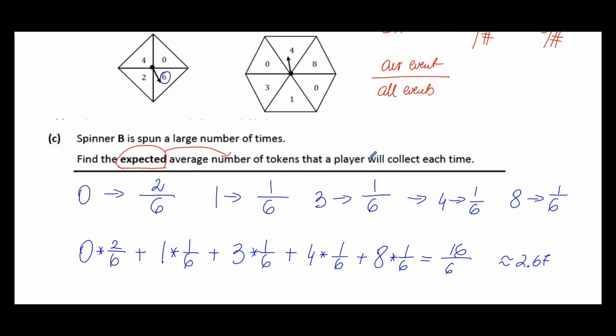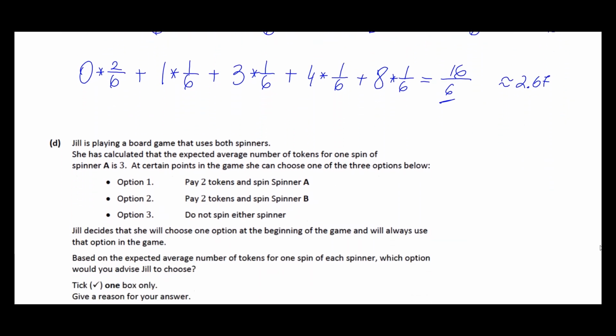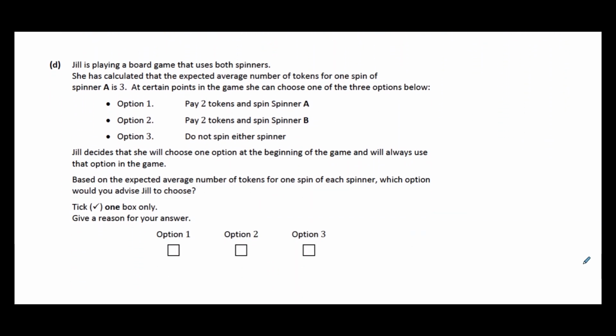However, here we don't have terms and condition. I will encourage you to just leave it as a fraction. Then in the next part, Jill is playing a board game that uses both spinners. She has calculated that expected average number of tokens for one spin of spinner A is 3.